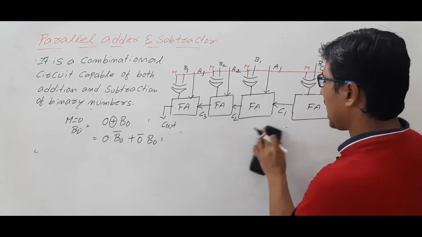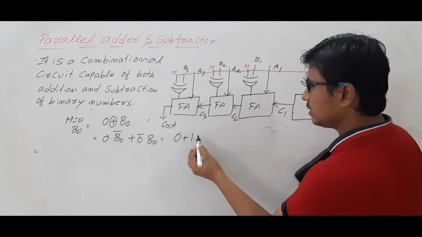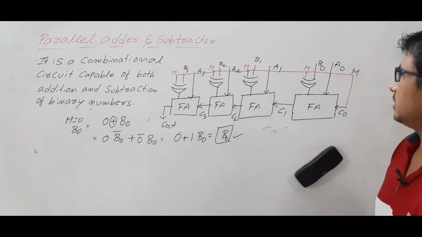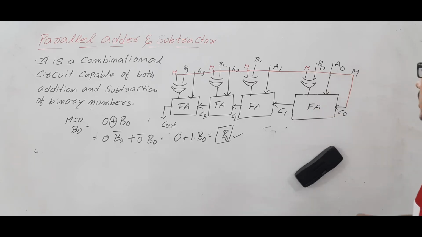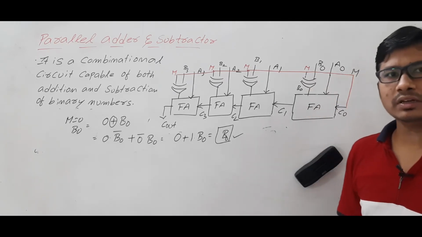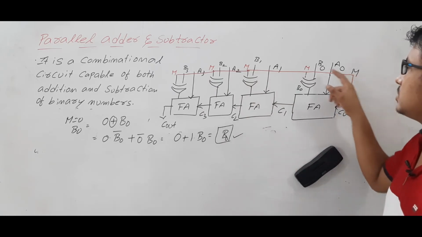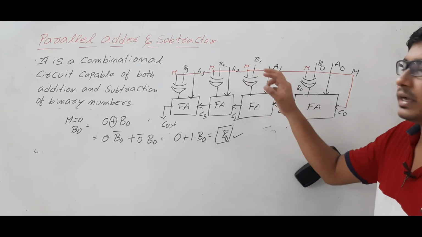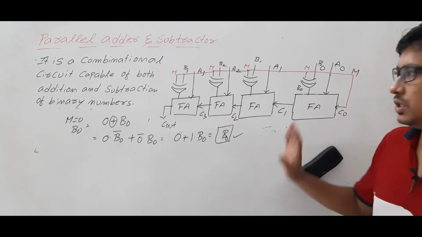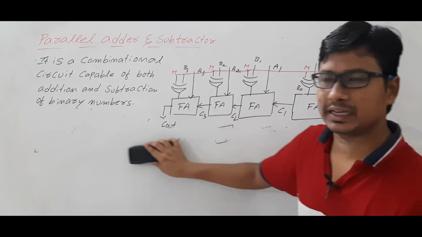Now 0 AND anything you will get 0. Will you agree with me or not? Then you have 0's complement, which is 1, and you have B0, which you will get as B0 only. Is it clear? Meaning, when M is equal to 0, the exclusive OR gate will give you B0. So A0 and B0 you are giving to the full adder, and it will perform the addition only. When M value is 0, because each exclusive OR gate is given the M value, B1 exclusive OR with 0 you will get B1, B2 exclusive OR with 0 you will get B2 only. Are you able to understand? When M is equal to 0, it is just performing the addition. Now we will see when M value is 1, how it will perform the subtraction.